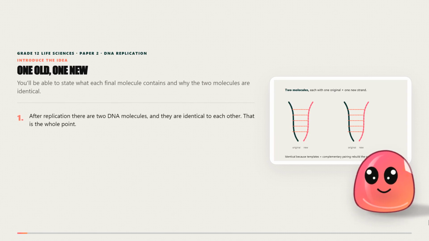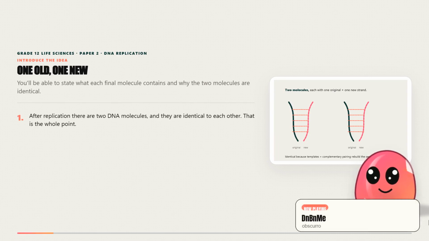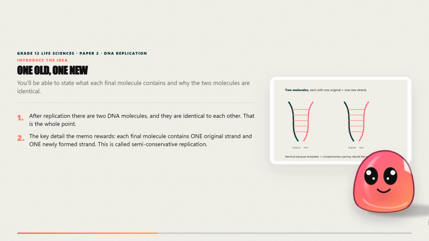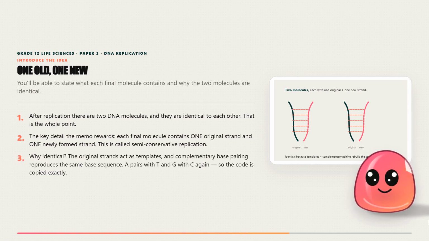After replication you have two DNA molecules, and they are identical. That is the point of the process. Here is the detail the memo rewards: each final molecule contains one original strand and one newly formed strand. One old, one new, in both molecules. Why identical? Because the original strands act as templates, and complementary base pairing rebuilds the same sequence. A pairs with T again, G with C again. The code is copied exactly.